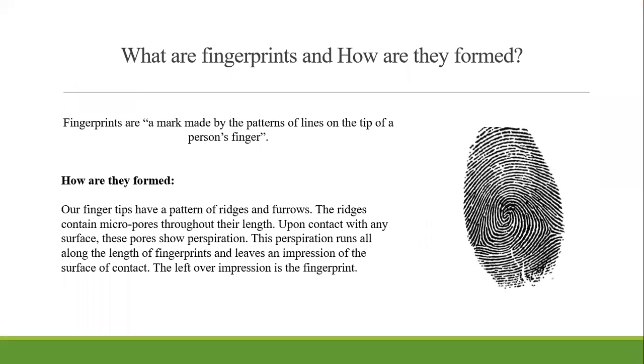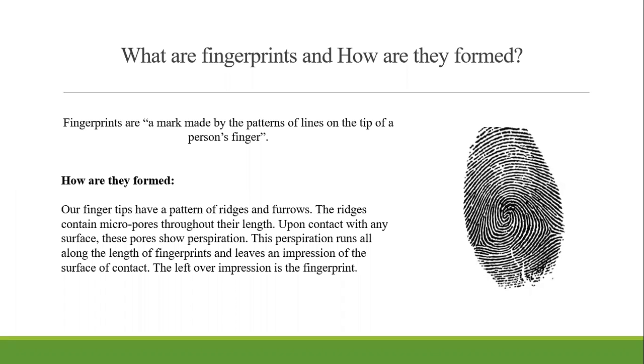So, starting with the definition of fingerprints, fingerprints are defined as a mask formed by the patterns on the fingertips. Now, the question is how are they transferred to surfaces and how do they form their impressions? So, our fingerprints have different patterns of ridges and furrows over them. If you look at your fingers, you can very clearly see some rounded or some square or some different kind of shapes on your fingertips, as you can also see in the diagram on the right hand side.